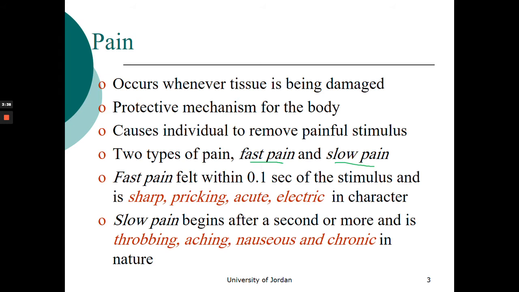Slow pain begins after a second or more, and it is usually called throbbing pain or aching pain, something that you cannot describe. That's aching, throbbing, nauseating, chronic. So these are the natures of what is called slow pain.